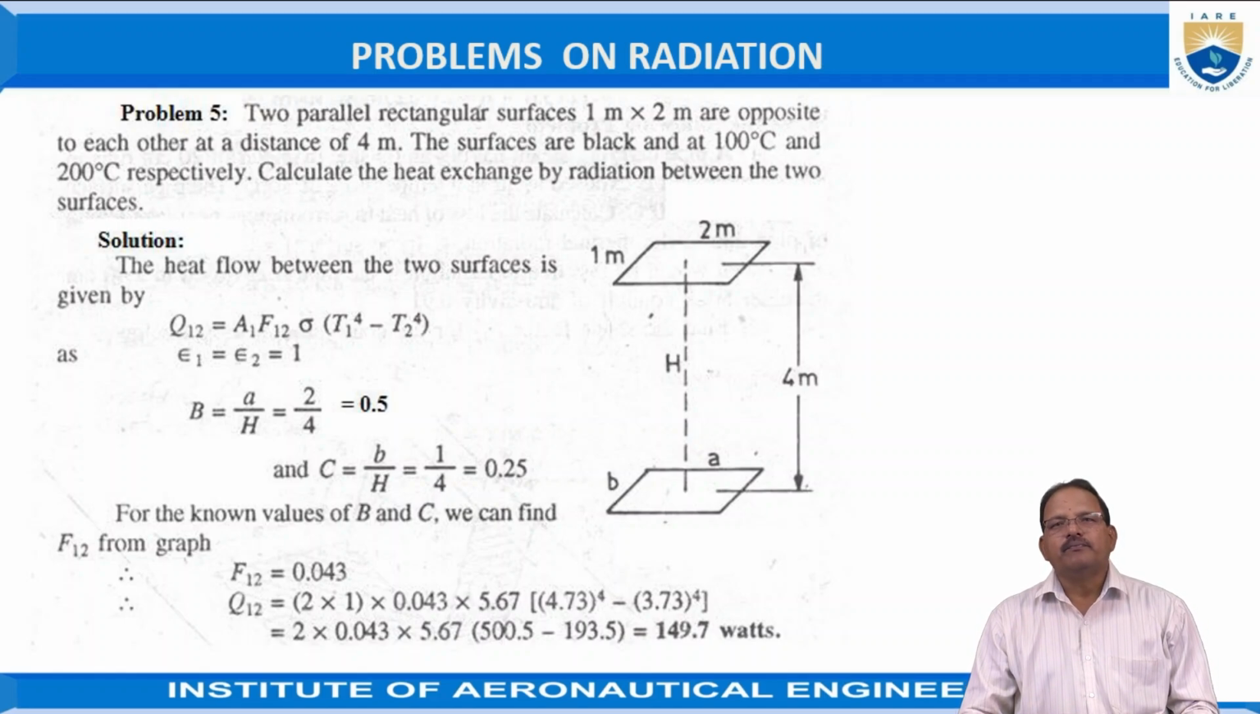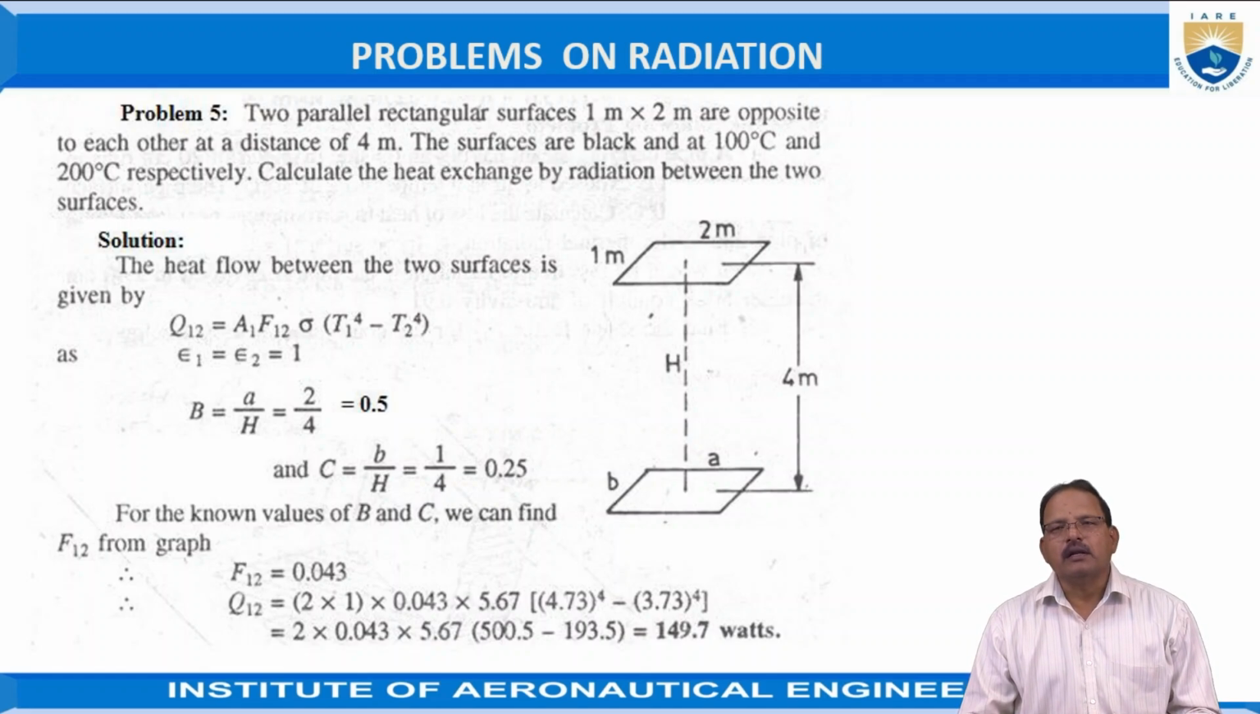Here problem number 5. Two parallel rectangular surfaces, 1 meter by 2 meter, are opposite to each other at a distance of 4 meters. The surfaces are black and at 100 degrees centigrade and 200 degrees centigrade respectively. Calculate the heat exchange by radiation between the two surfaces.